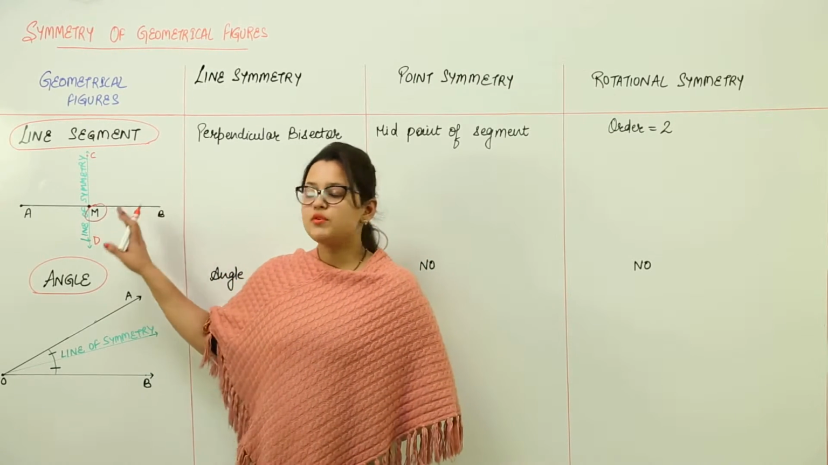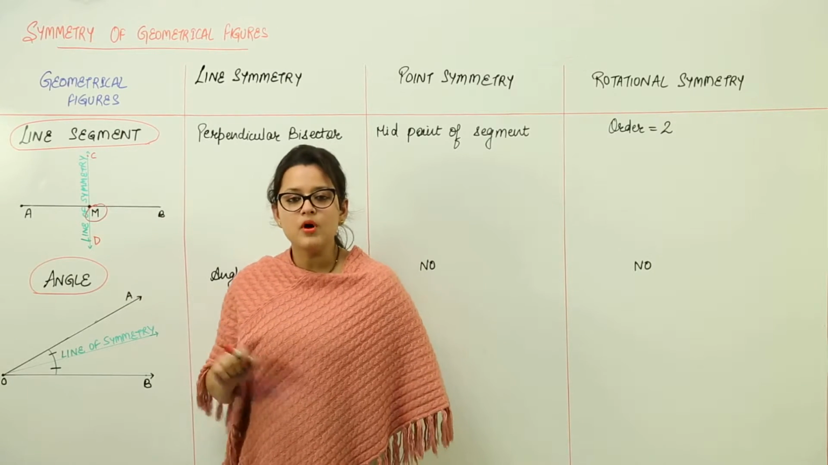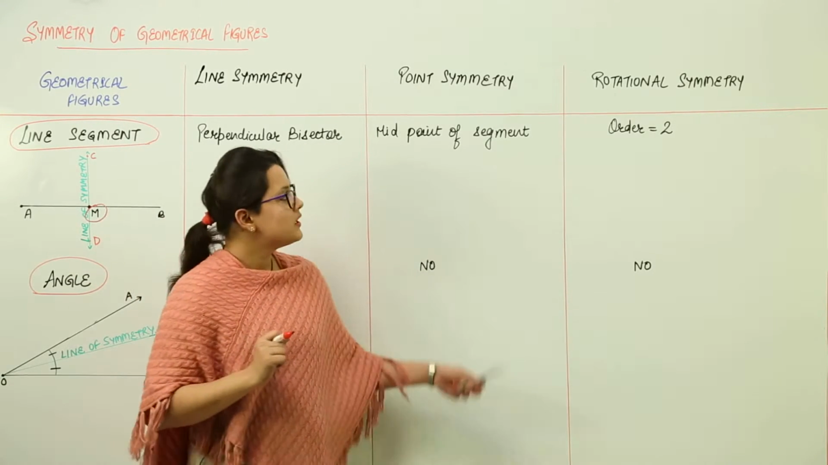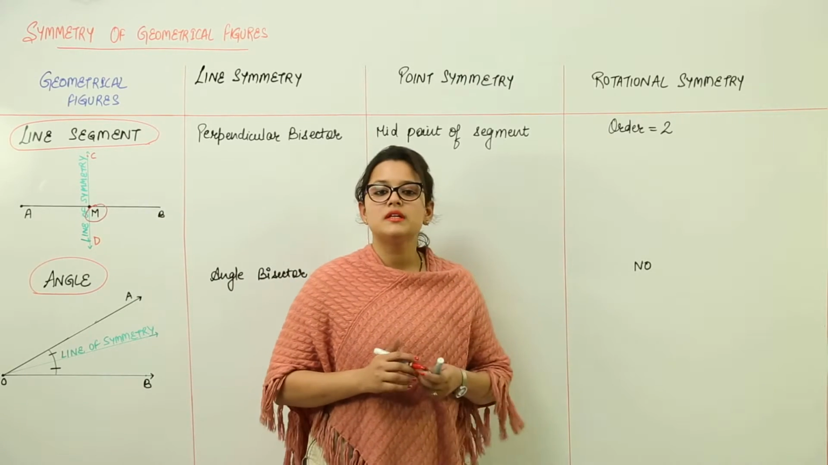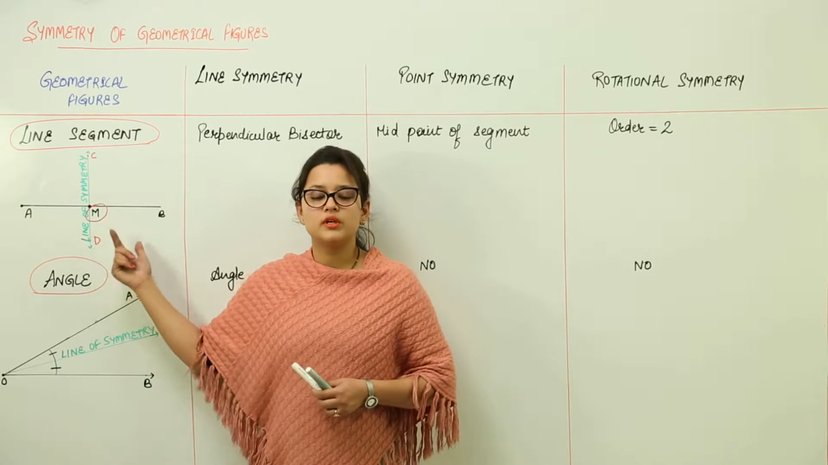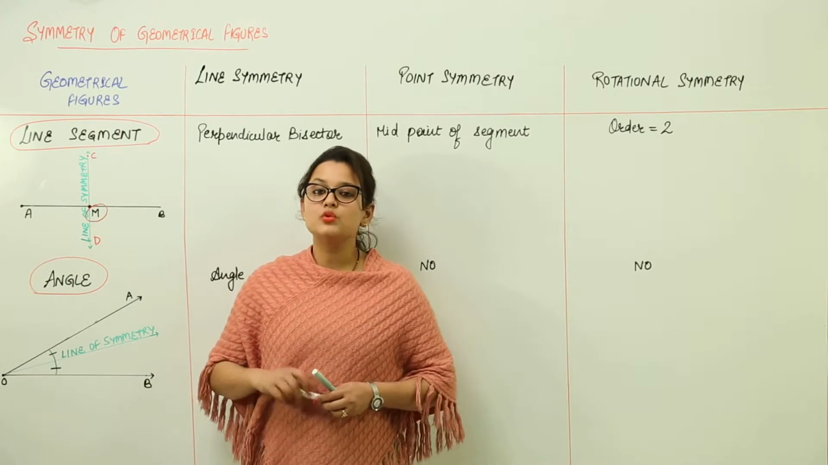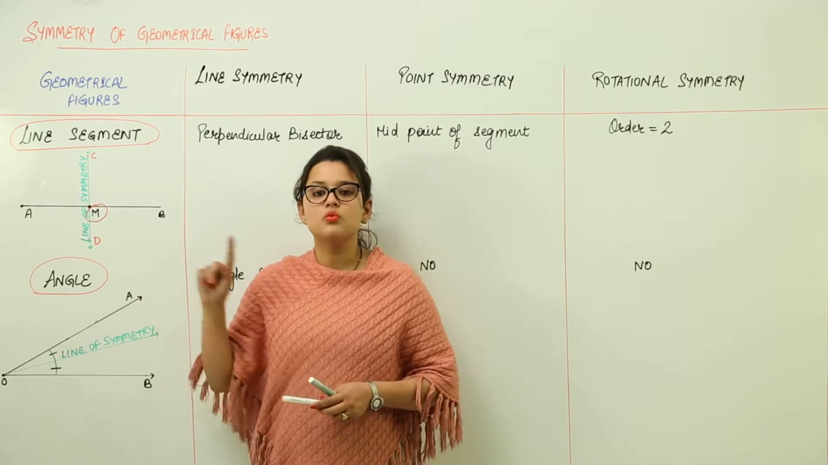That means if you want to check point symmetry, you will have to check it for point M on the line segment AB. Next, we have the rotational symmetry. That means how many times this line segment is to be rotated to make one complete turn, or you can say to come back to its original position in one turn.